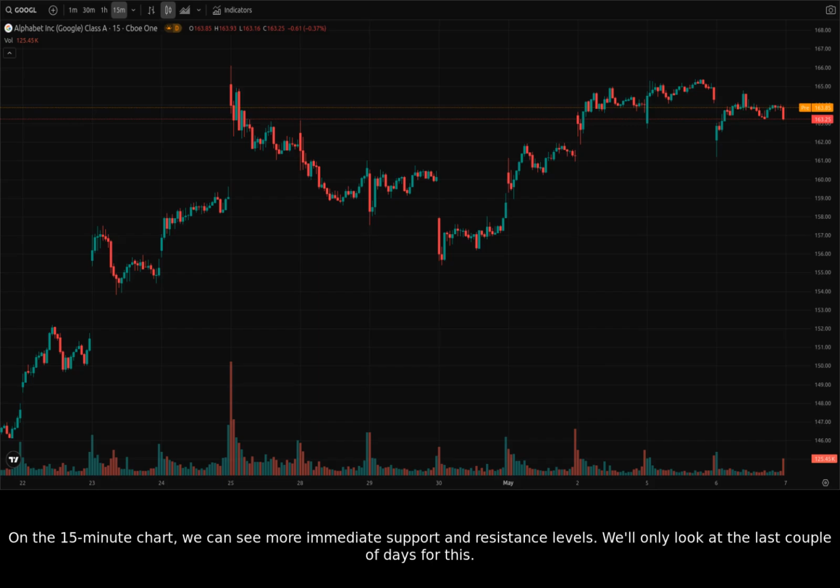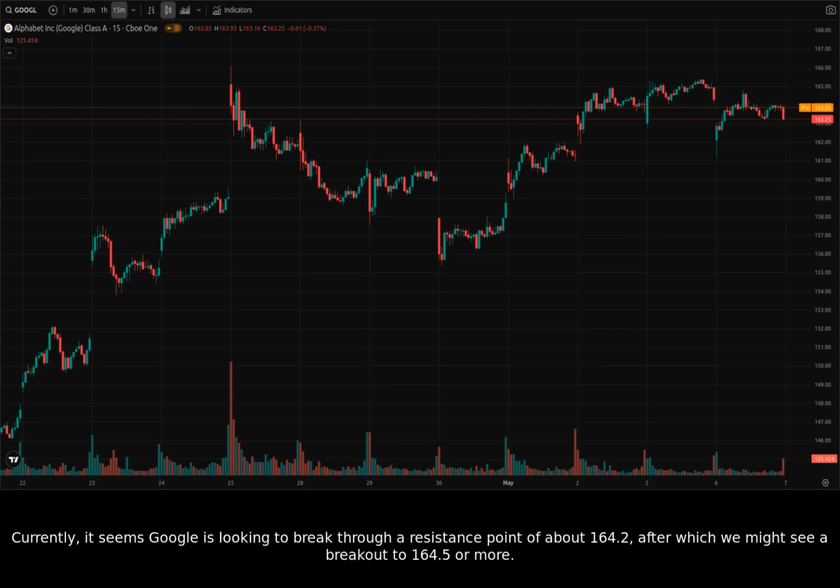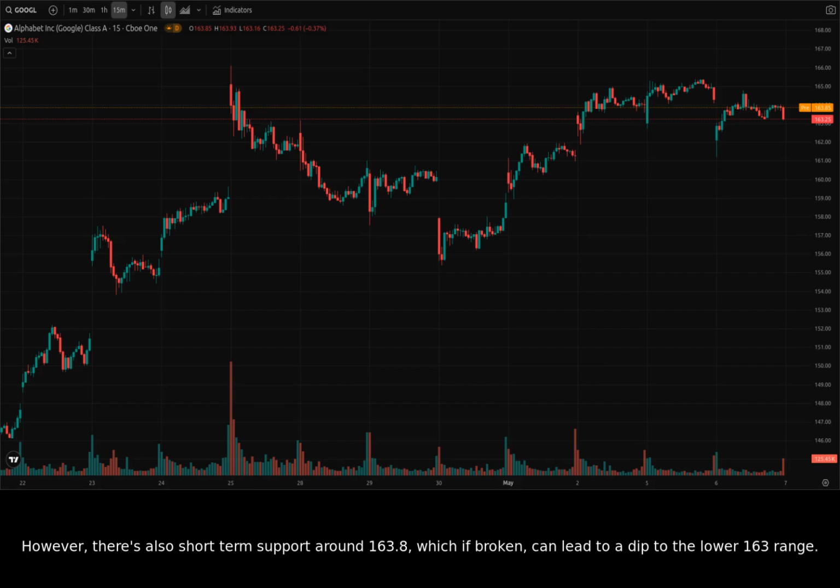On the 15-minute chart, we can see more immediate support and resistance levels. We'll only look at the last couple of days for this. Currently, it seems Google is looking to break through a resistance point of about 164.2, after which we might see a breakout to 164.5 or more. However, there's also short-term support around 163.8, which if broken, can lead to a dip to the lower 163 range.